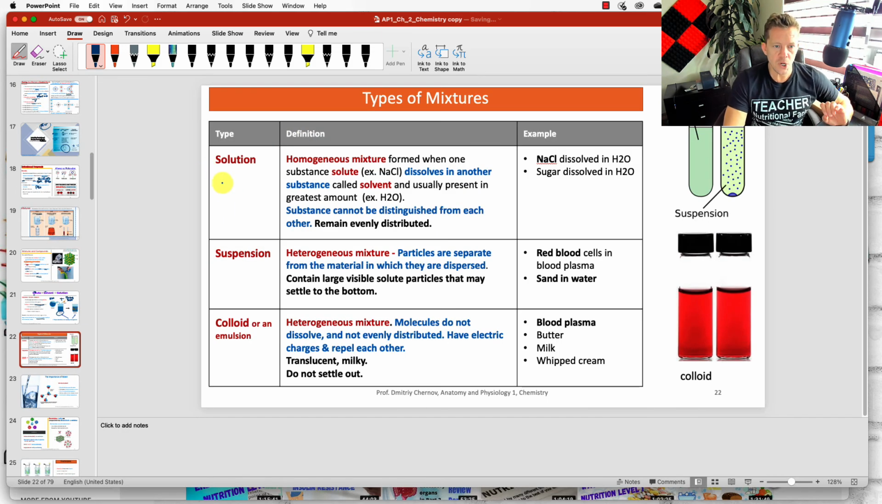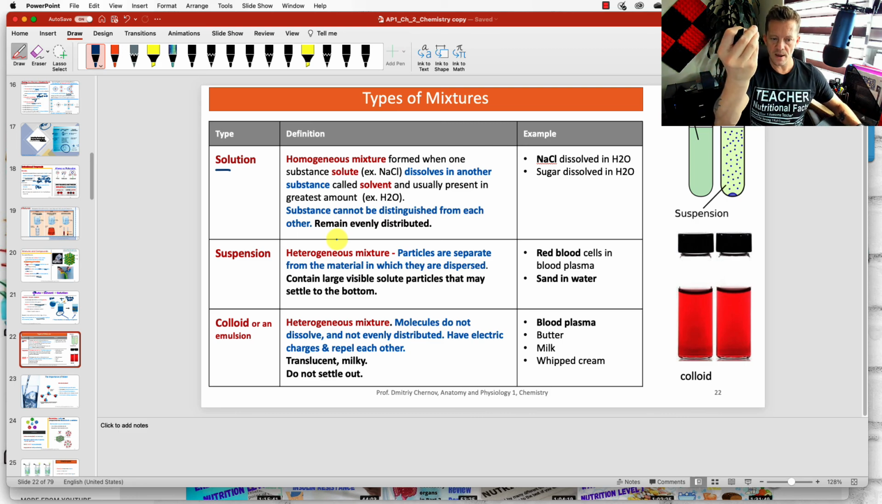So let's look closely to these types of mixtures. Solution, homogeneous, formed when one substance, solute, something that enters reaction, let's say sodium, table salt, dissolves in another, in a solvent, and usually present in the greatest amount, right? So substance cannot be distinguished from each other and remain evenly distributed. Suspension, it is a heterogeneous mixture that the particles separate from the materials in which they're dispersed, but they can settle to the bottom.